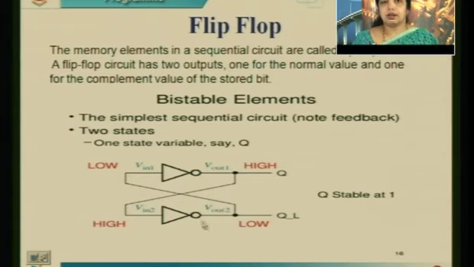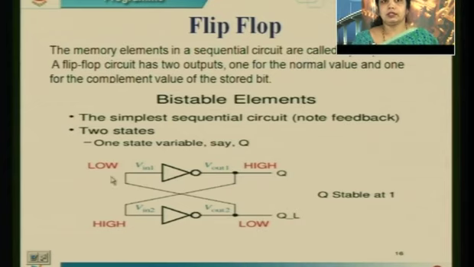So this represents a basic bistable element, which stores either 0 or 1. Q is called the normal output, and Q complement is nothing but the complemented value of the stored bit. So either I can apply 0 or 1 here, and based on that, I am going to get my output either high or low.